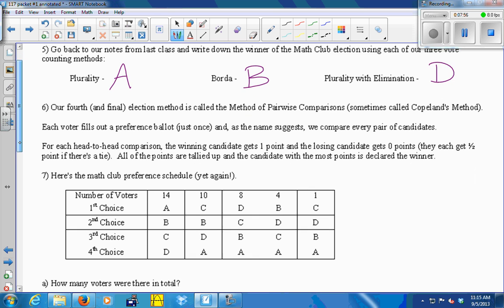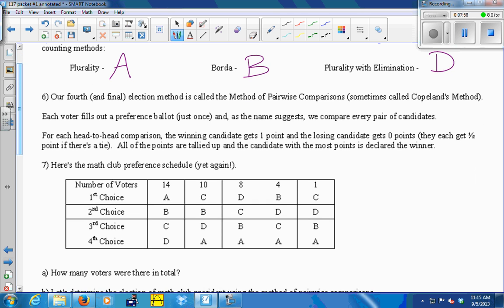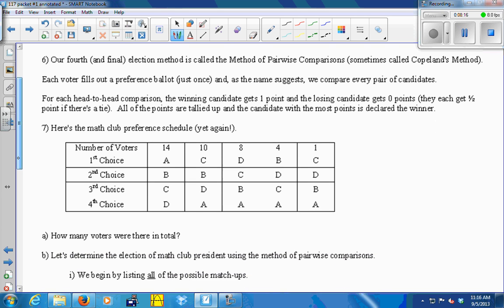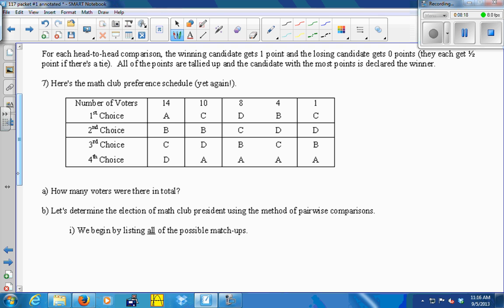Okay, our 4th and final election method is called the method of pairwise comparisons, also sometimes known as Copeland's method. Here's how it works. Each voter fills out a preference ballot just once. And as the name suggests, we are going to compare every pair of candidates. So for each head-to-head comparison, the winning candidate gets a point, the losing candidate gets 0 points. In the event that they tie, they each get half a point. All the points are tallied up. Candidate with the most points is the winner.